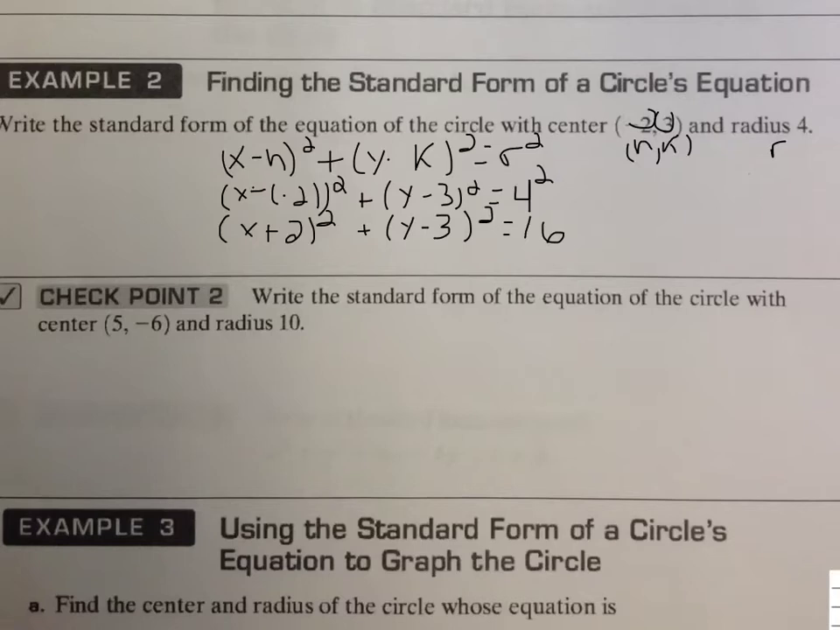When you come back, I'll give you the answer. All right, the answer to checkpoint 2 is (x minus 5) squared plus (y plus 6) squared equals 100. Let's look at example 3.